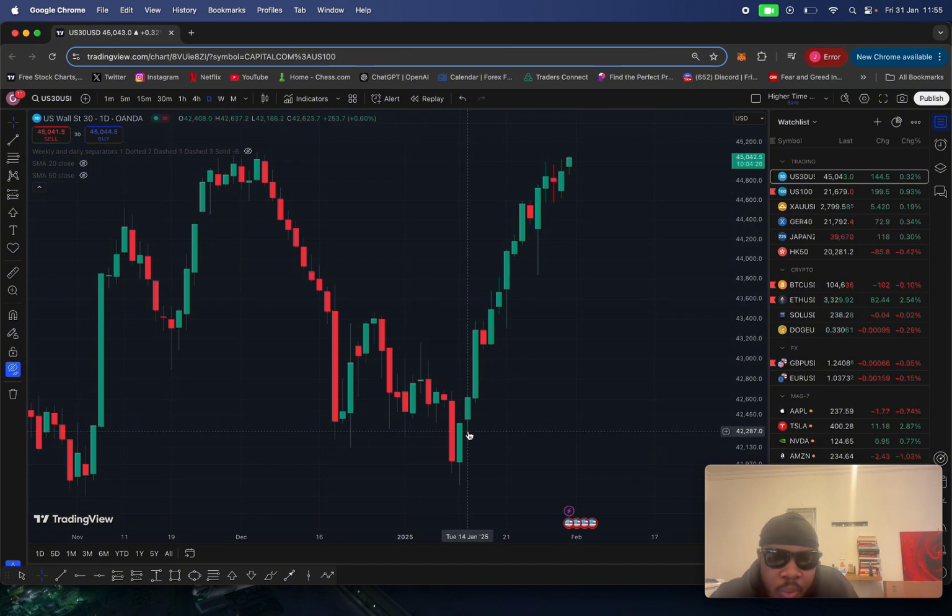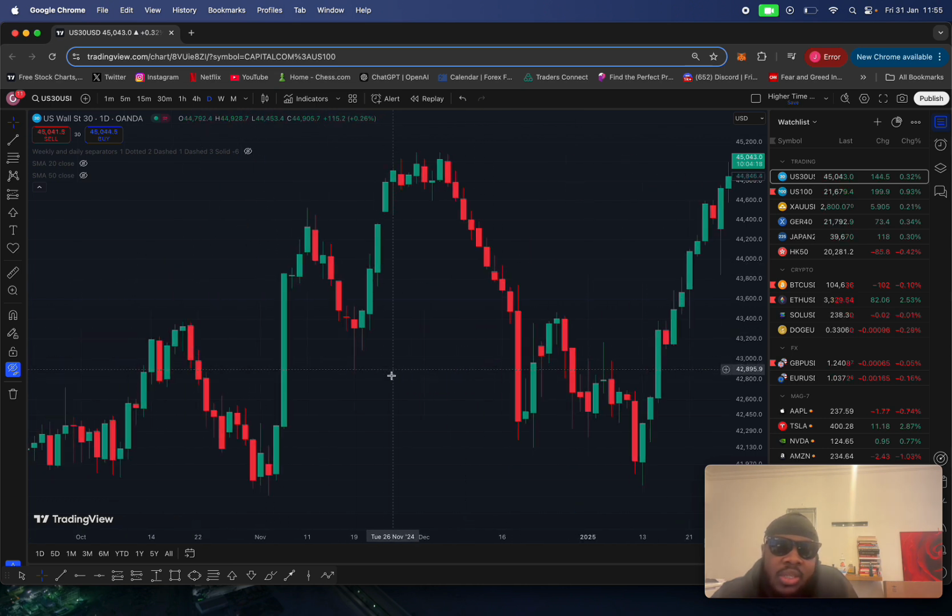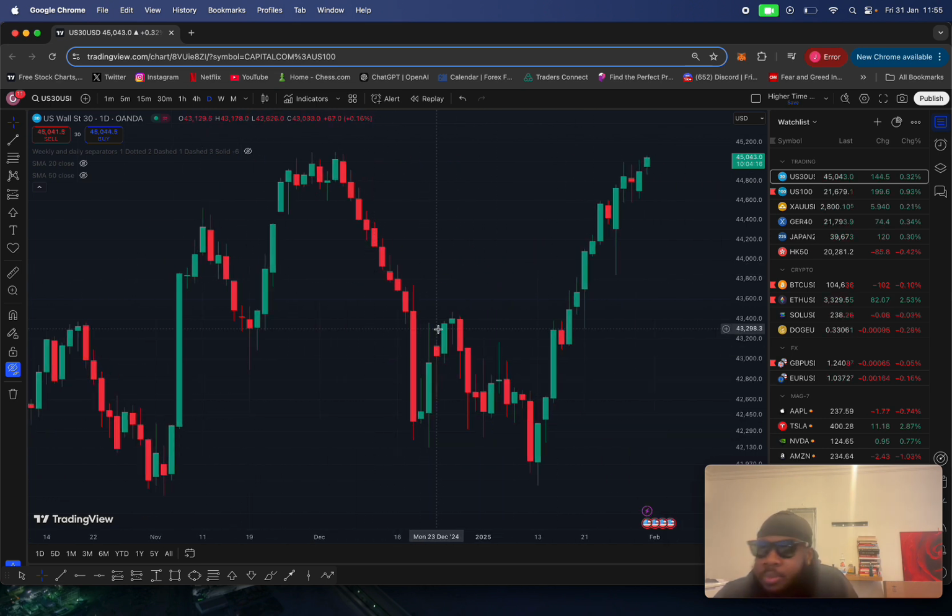I want to see if I can find one more example for you. Not quite. But do your own backtesting and have a look at this, and you'll see that there's some consistency in the Tuesday sweep. The final one I want to talk to you about is also previous session liquidity lows.